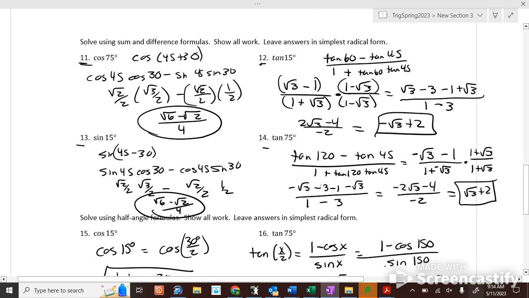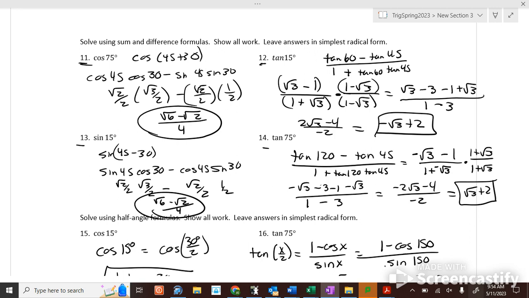Cosine of 75 is cosine of 45 plus 30, which if you follow the formula, cosine of 45, cosine of 30, minus sine of 45, sine of 30, is square root of 2 over 2, square root of 3 over 2, minus square root of 2 over 2, 1/2, which is square root of 6 minus square root of 2 all over 4. Good.